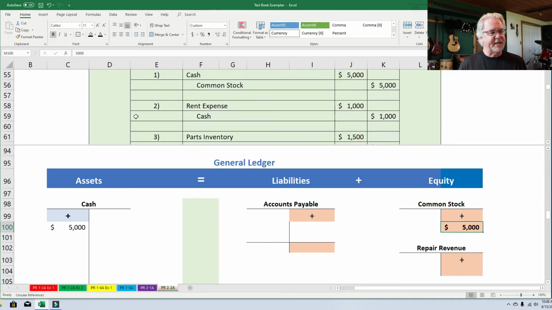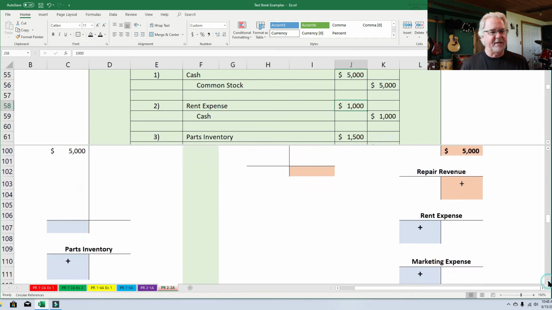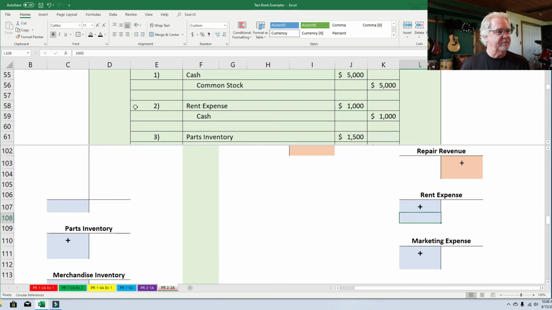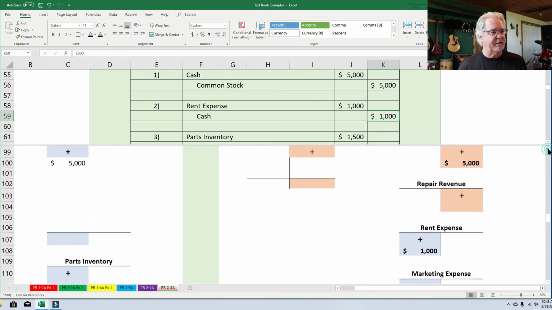Let's come up here to transaction number 2. Rent expense is on the left. Well, put it on the left-hand side of rent expense. Easy. Cash is on the right-hand side. Here it is on the right-hand side for $1,000. So let's put it on the right-hand side.